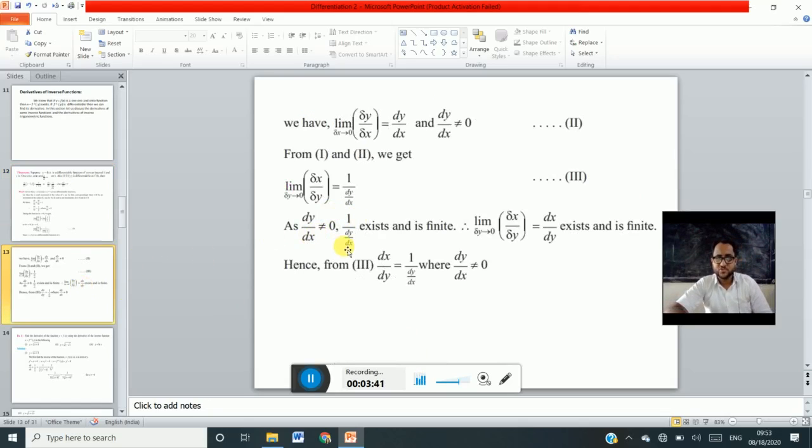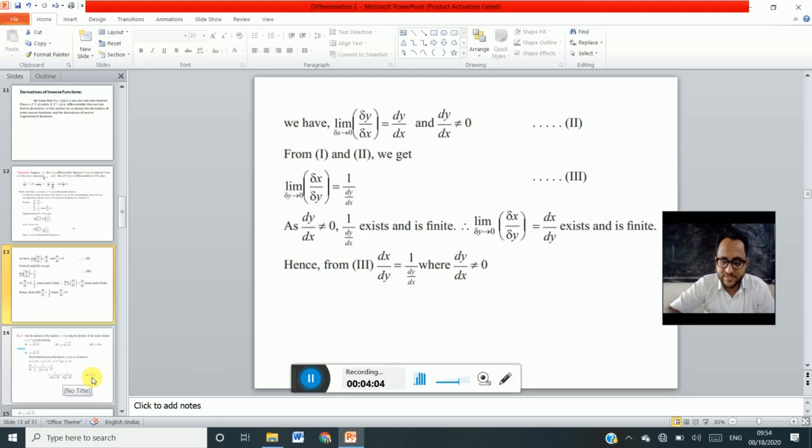So as del y by del x not equal to 0, 1 upon del y by del x exists, and it is finite. And this, again by definition, is dx by dy. It exists and is also finite. So what do we get? We get dx by dy equals 1 upon dy by dx. This is the proof of the theorem of derivative of inverse function.